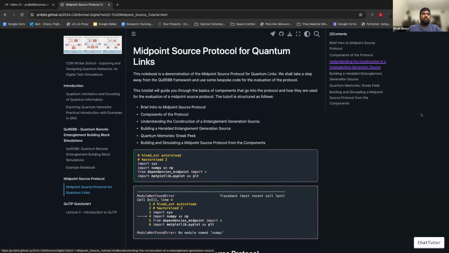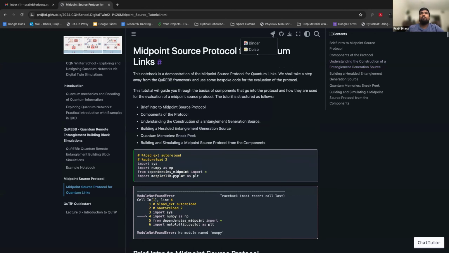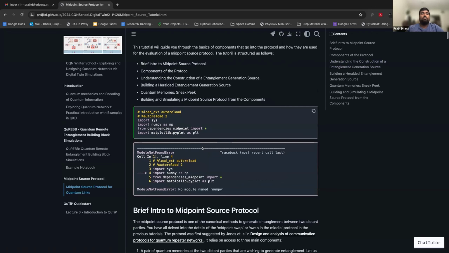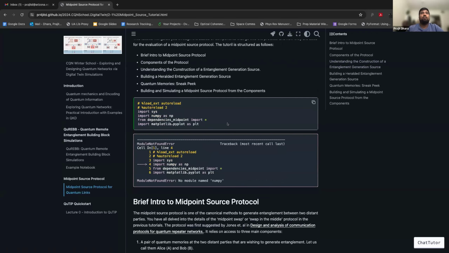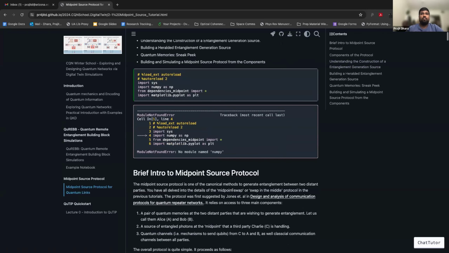All the code here requires only NumPy to run, as well as a file that will be available on the repository called dependencies_midpoint. If you have this, you can open it as Dirk had instructed in either Binder or Colab. If you do that, you should be able to run these codes, or you can separately clone this repository and open it in Visual Studio Code as it works for you. All right, so the midpoint source protocol is one of the two canonical methods to generate entanglement.